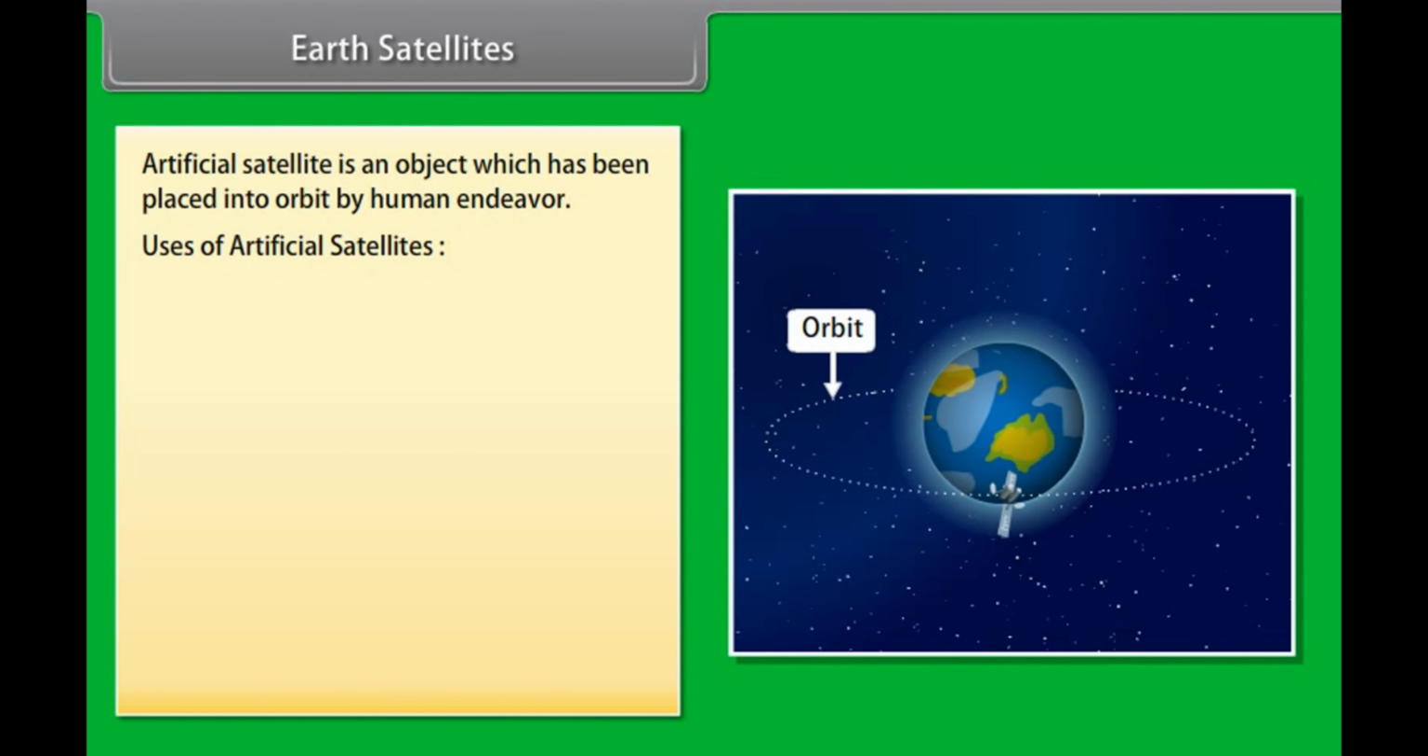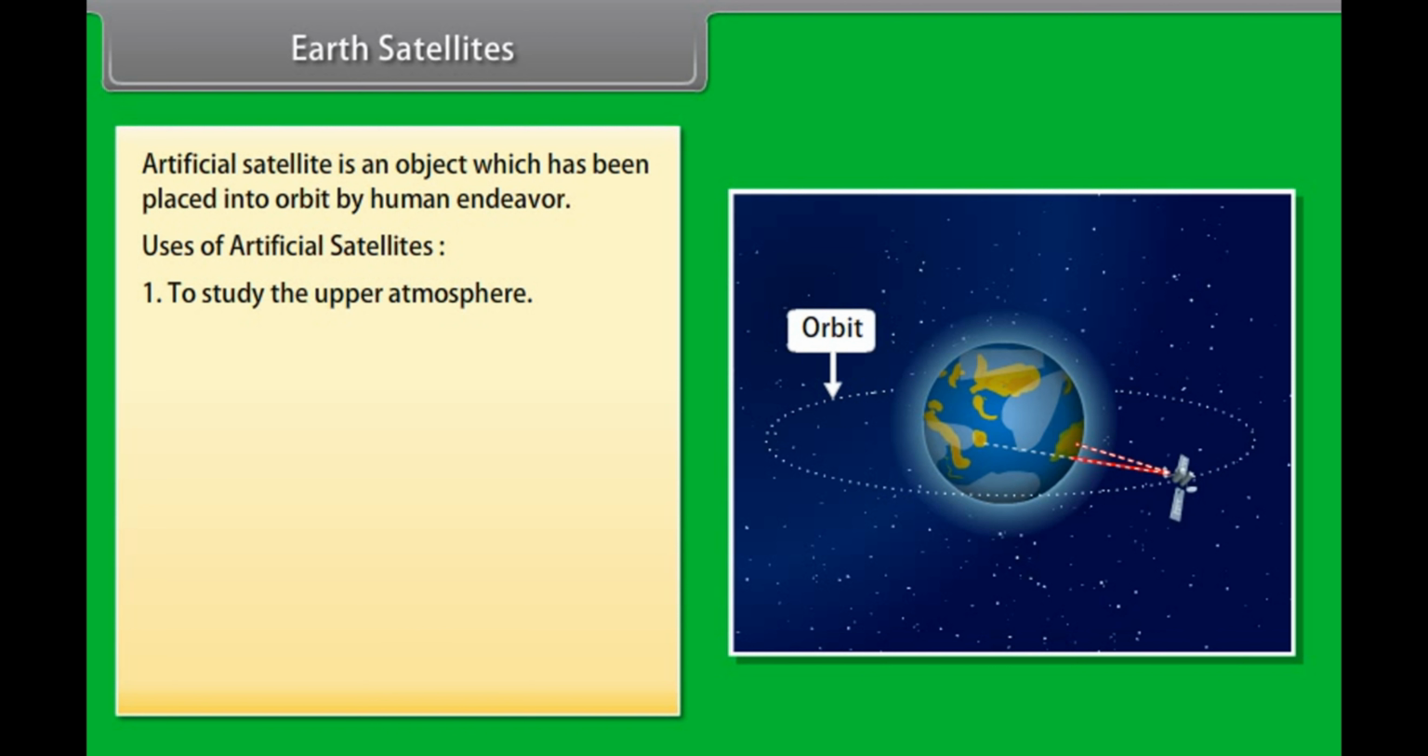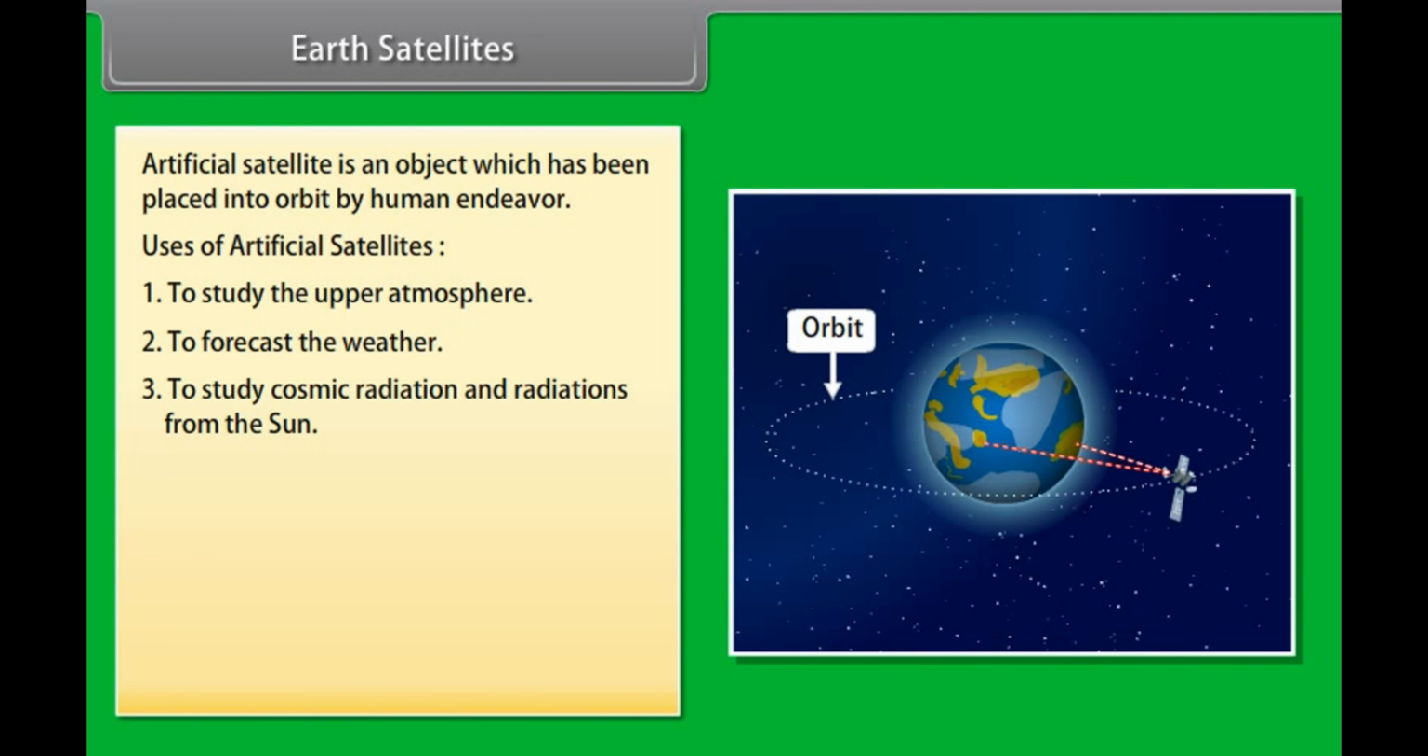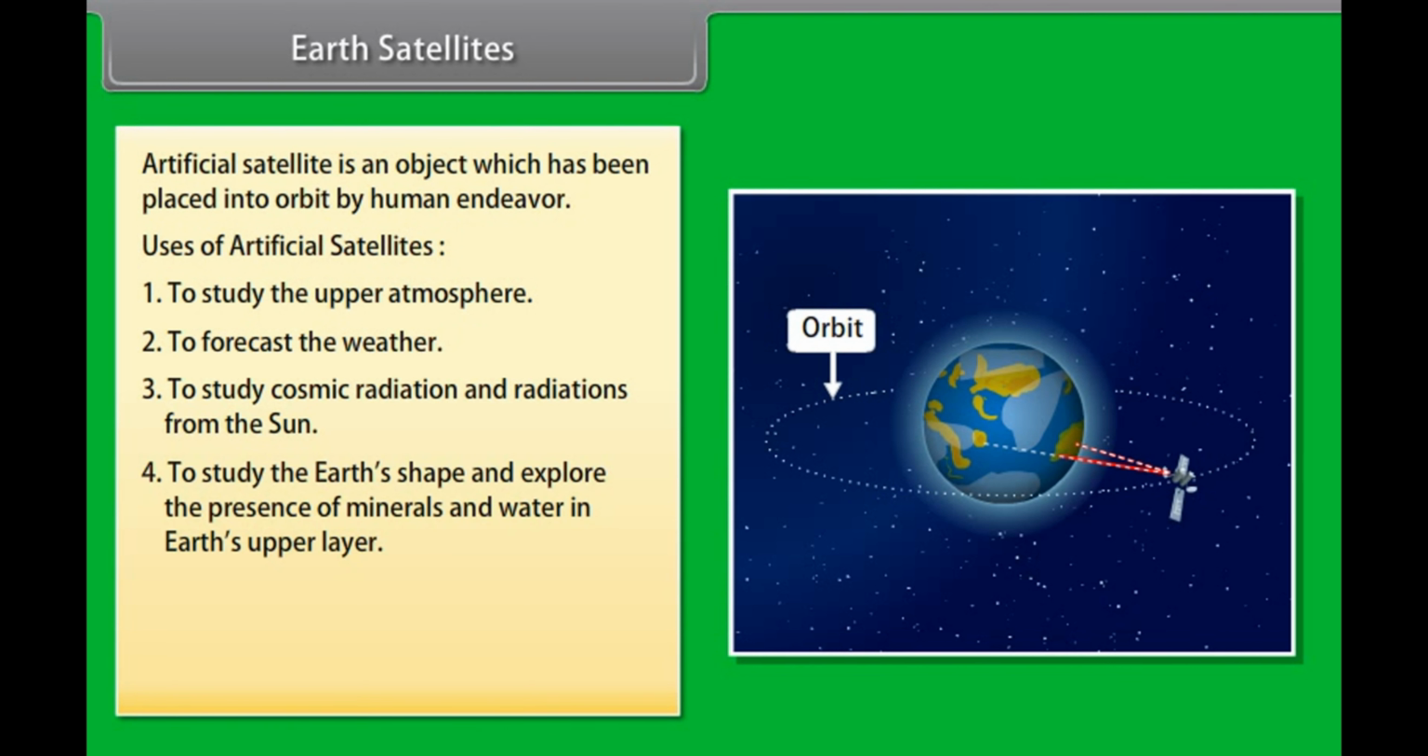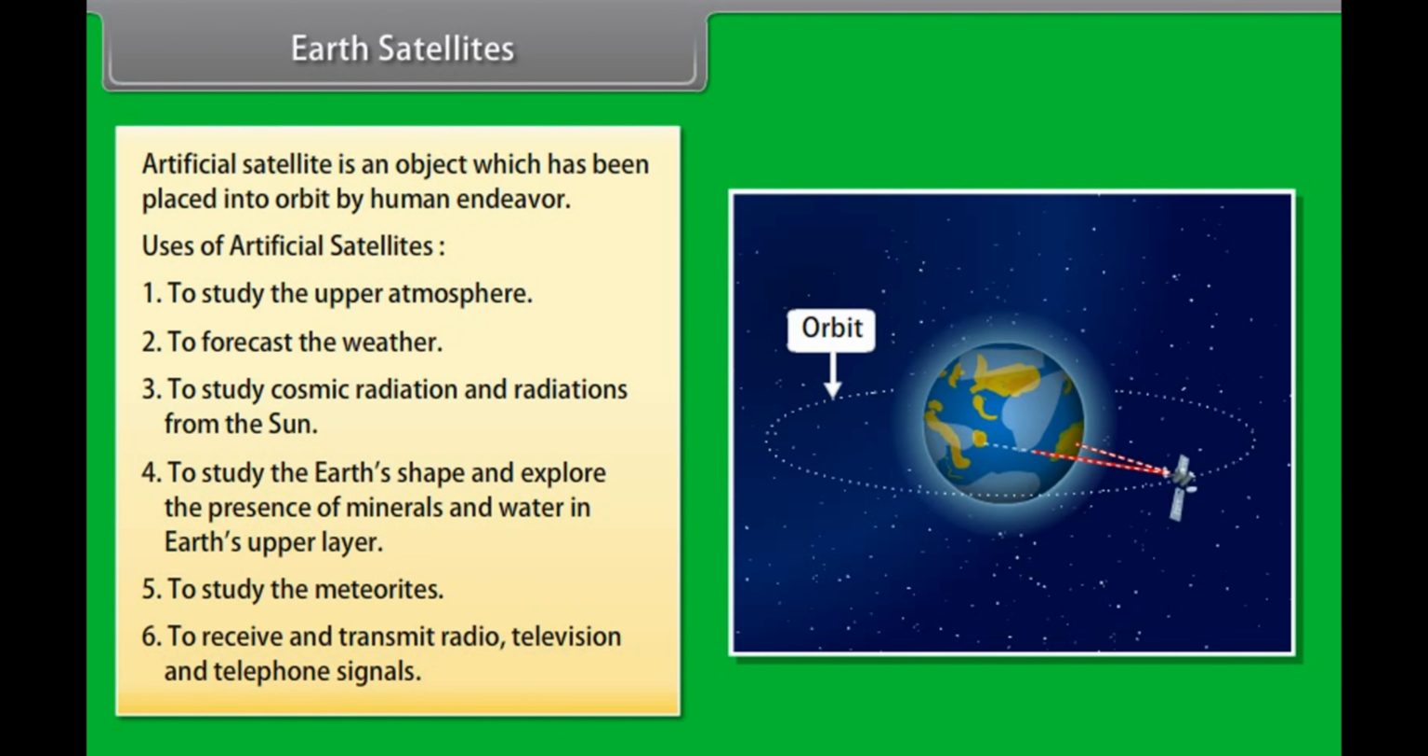Uses of artificial satellites are: Number 1. To study the upper atmosphere. Number 2. To forecast the weather. Number 3. To study cosmic radiation and radiations from the Sun. Number 4. To study the Earth's shape and explore the presence of minerals and water in Earth's upper layer. Number 5. To study the meteorites. Number 6. To receive and transmit radio, television and telephone signals.